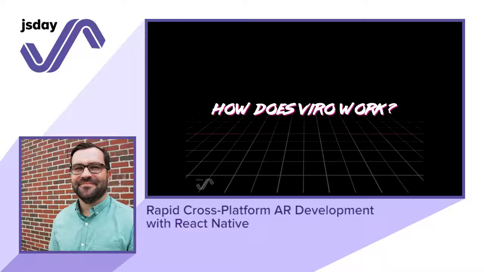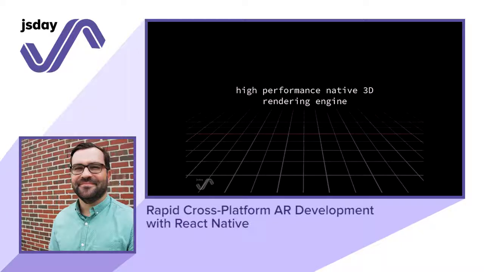So how does Viro work? The platform is composed of two main components. The first is a high-performance native 3D rendering engine that we mentioned earlier. It's essentially on par with Apple's SceneKit, and behind the scenes, Viro is kind of hooking into the native technology for iOS and Android. So even though we're interacting with this through JavaScript, the actual rendering process is handled natively. We get all the benefits of a native application, but with the added benefit of writing the code in one place and having it run on iOS and Android.